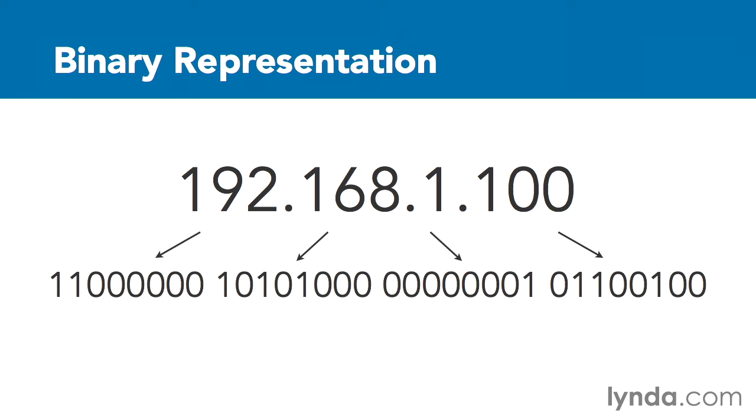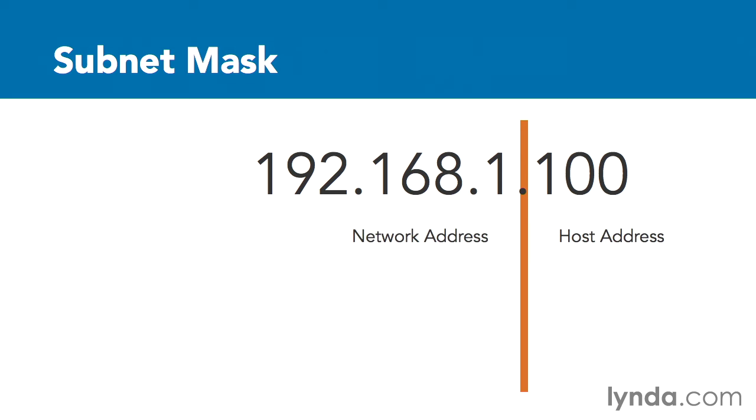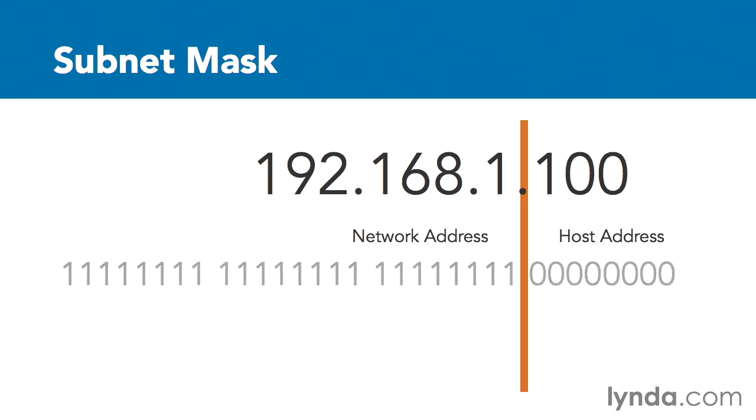We can take this decimal IP address and convert it to binary form. Subnet masks use the same dotted quad notation as IP addresses. Let's build one together for the 192.168.1 subnetwork. First, we draw our dividing line between the network and host portions of the address. Then we build a binary address where we put a 1 in every location that's used by the network address and a 0 in locations used by the host address.